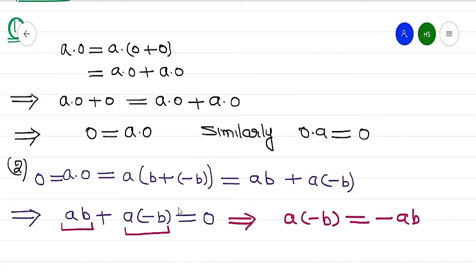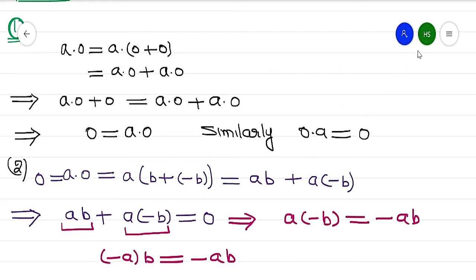Similarly, we can prove the second result, that a into minus b is equal to minus ab. Now similarly, we can prove that minus a into b is equal to minus ab. So this is result number 2.